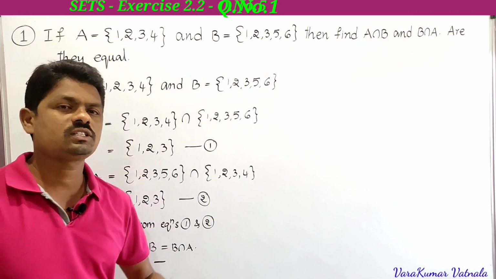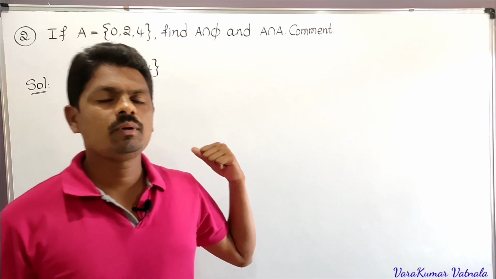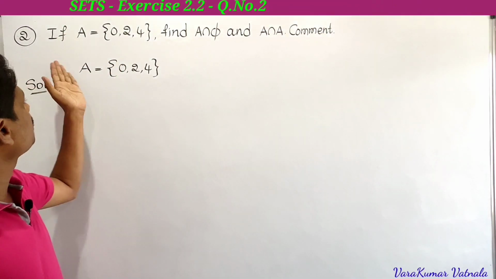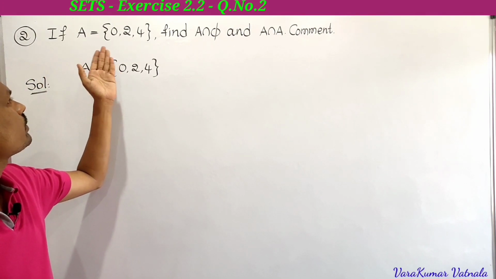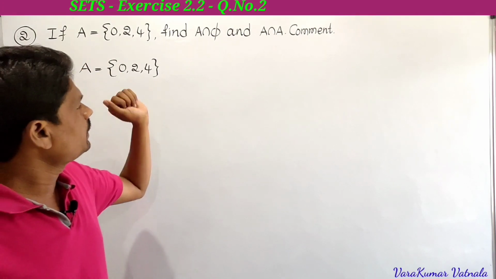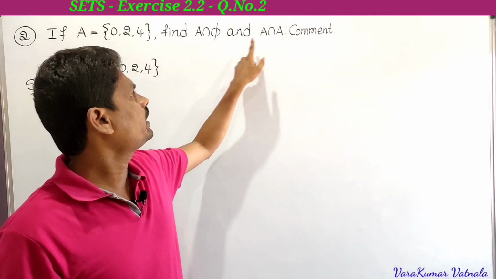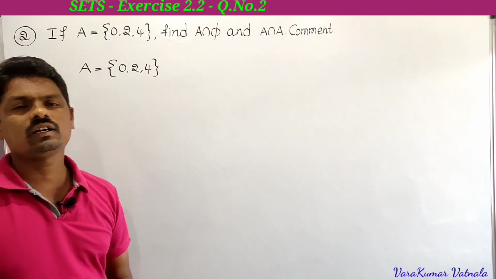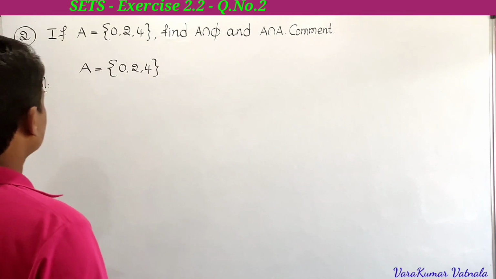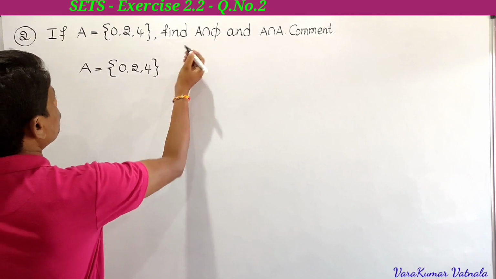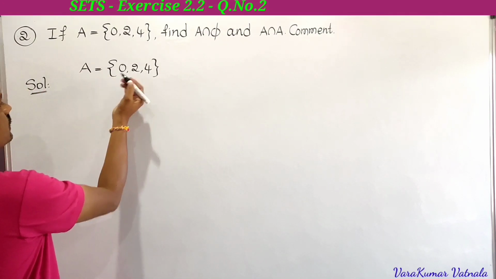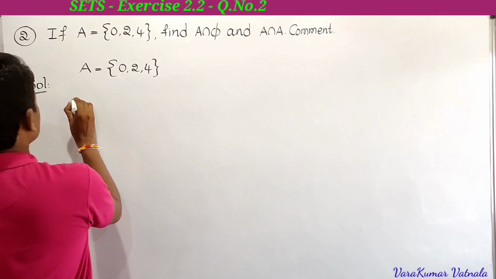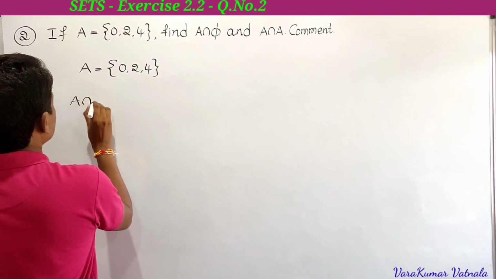So next we have to solve the second problem. This is the second problem in exercise 2.2. See here what he is asking us to find. If A is equal to the set of 0, 2, 4, find A intersection phi and A intersection A, comment. So here phi is what? Null set. Phi is the null set. He is asking us to find the intersection of A and phi. So this is the given set. A is equal to the set of 0, 2, 4. So the first one is asking us to find A intersection phi.